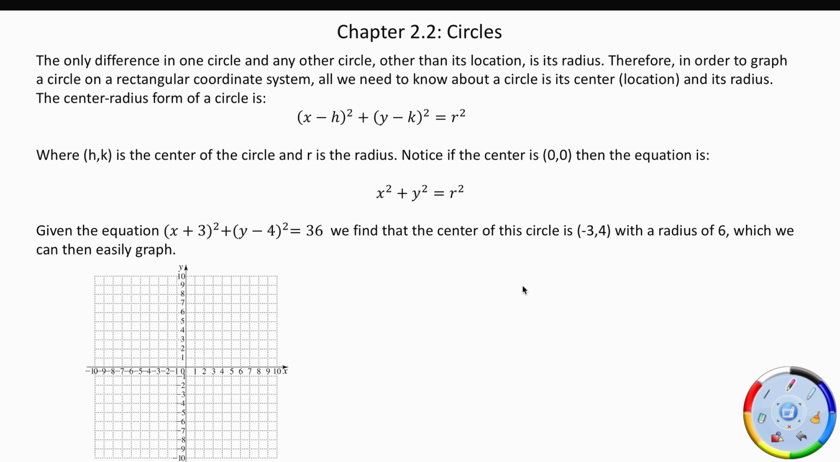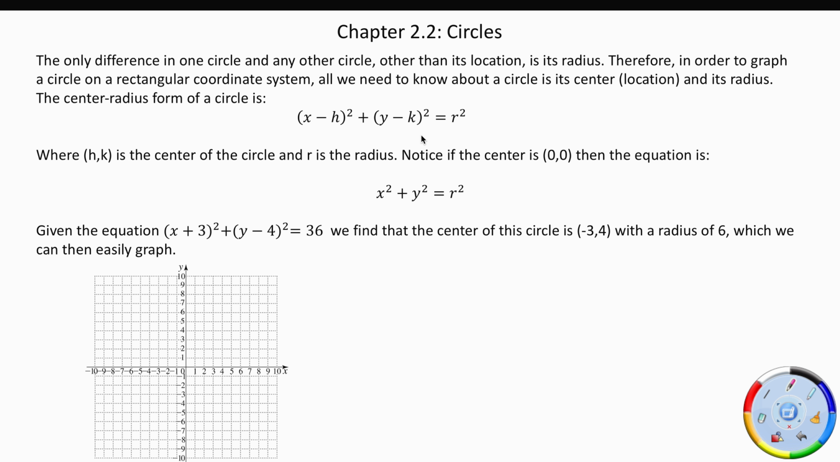Chapter 2.2, Circles. The only difference in one circle and any other circle, other than its location, is its radius. Therefore, in order to graph a circle on a rectangular coordinate system, all we need to know about a circle is its center, which gives us the location, and its radius.